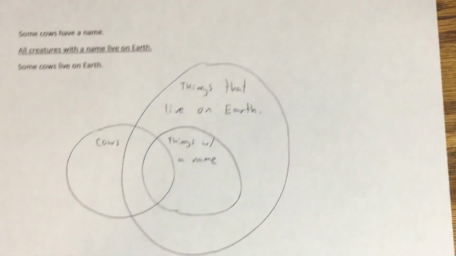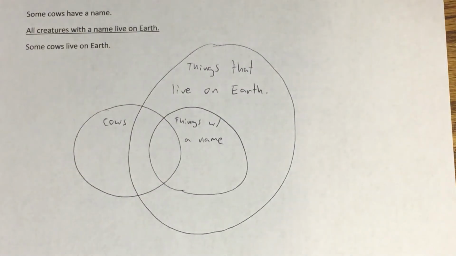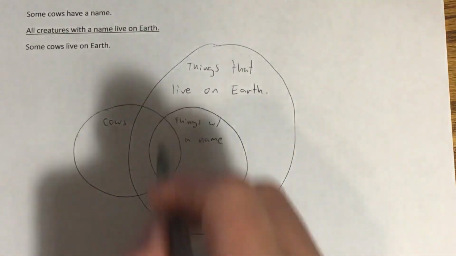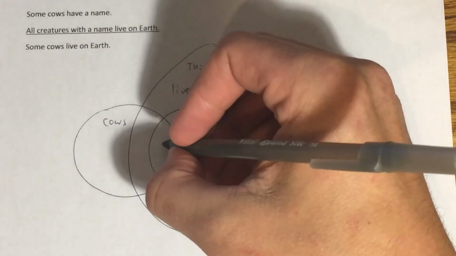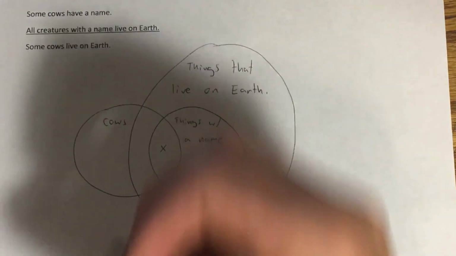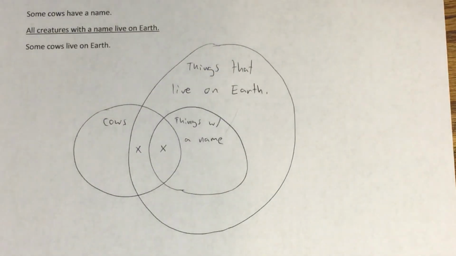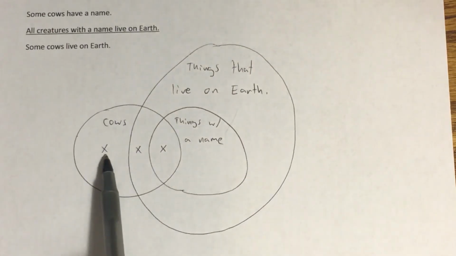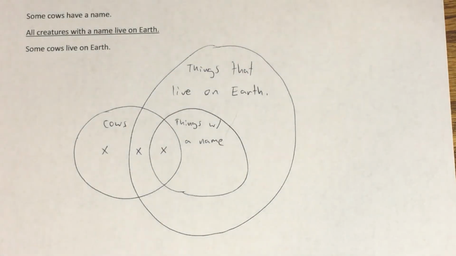Okay? What's the conclusion this time? Some cows live on Earth. Well, if something is a cow, then it has to belong to this circle, titled cows. It could be in three different parts of that circle. It could be here in that intersecting region. It could be here in that little region. It could also be here. Okay? Now, if the cow is here, then according to this Euler diagram, it does not live on Earth. It's an alien cow, I guess.